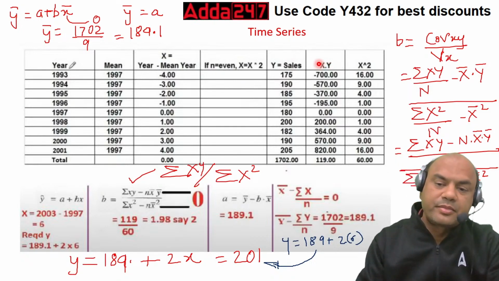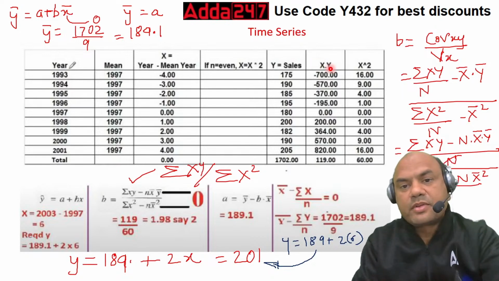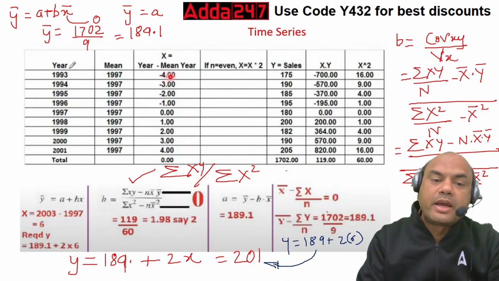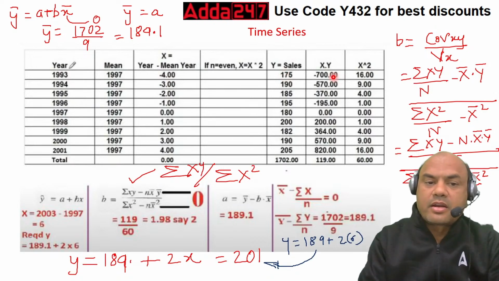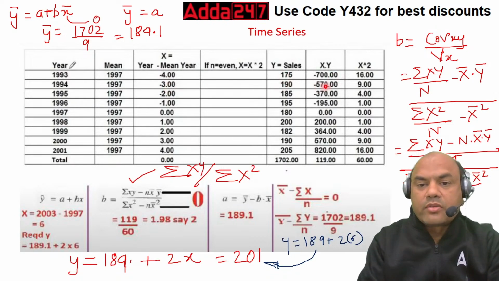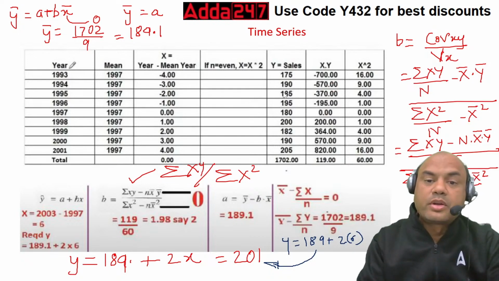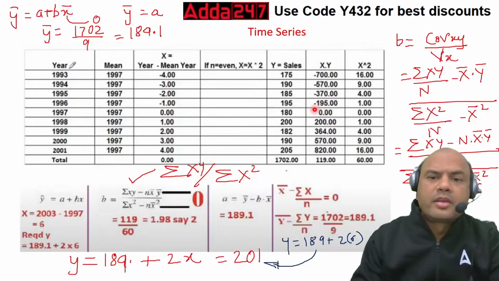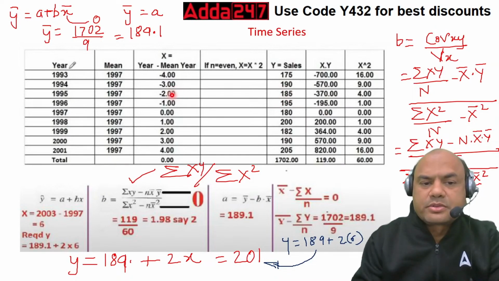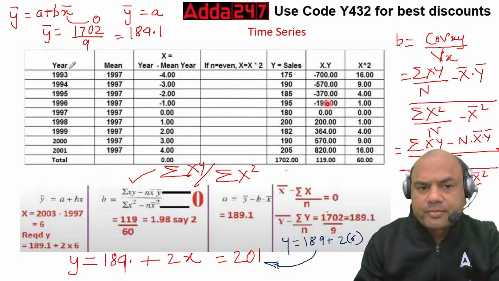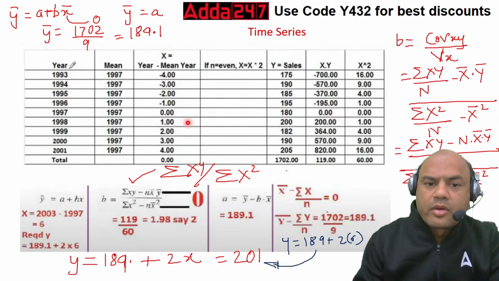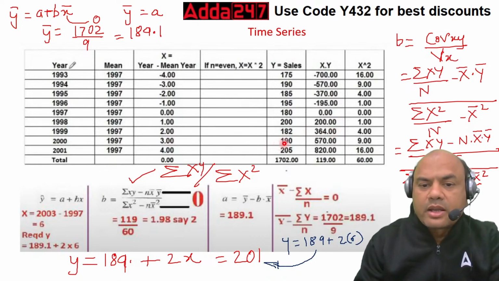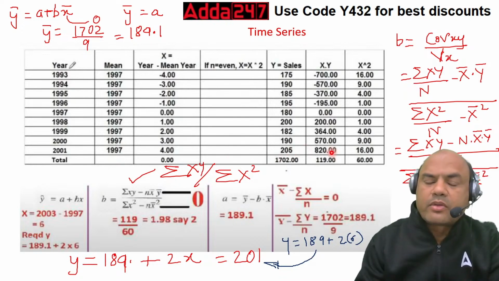Written. Now xy. Multiply x and y. So it will be minus 4 into 175, 700. Minus 3 into 190, 570. Minus 2 into 185, 370. Do it, everyone. Minus 1 into 195. See. 0 into 180, 0. 1 into 200, 200. 2 into 182, 364. 3 into 190, 570. 4 into 205, 820. See this, xy.